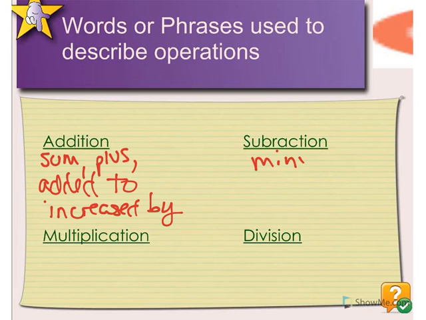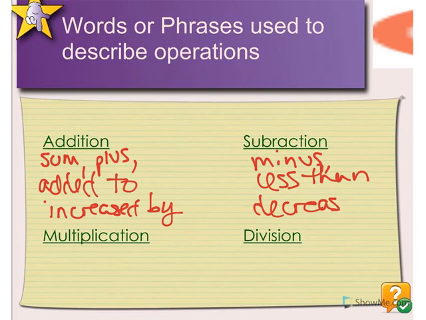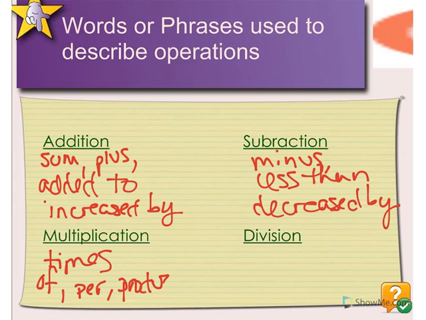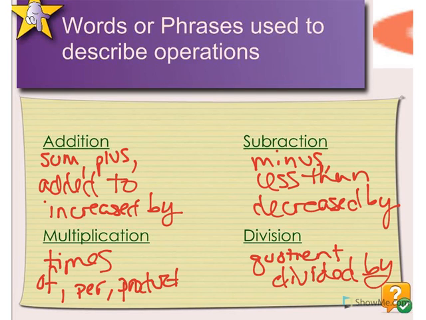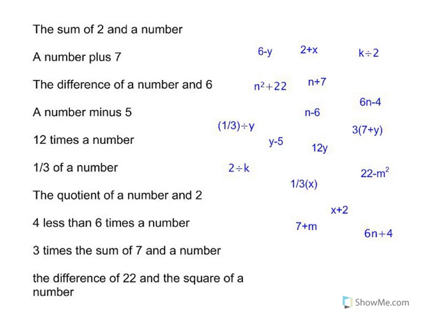Subtraction, we have minus, less than, decreased by. Sorry about my handwriting on this. Times, of, per, product, quotient, divided by. I'm sure I'm missing a few, but you have to be able to pull out those keywords immediately out of a word sentence or a verbal phrase.